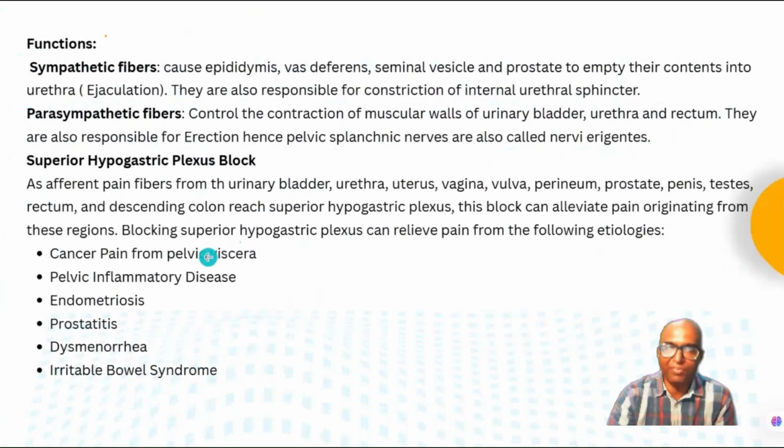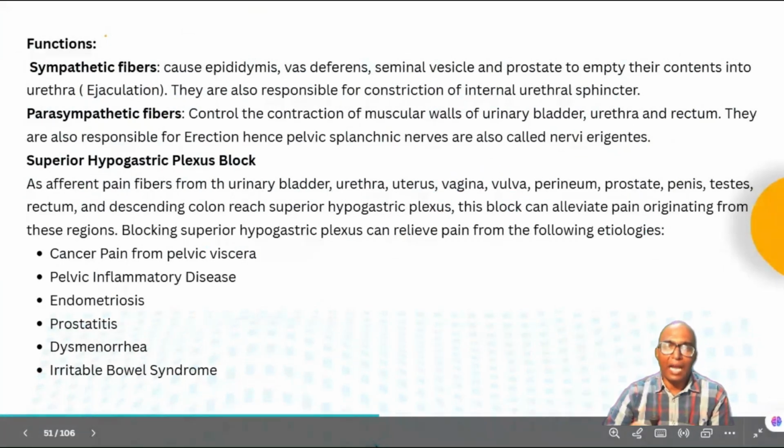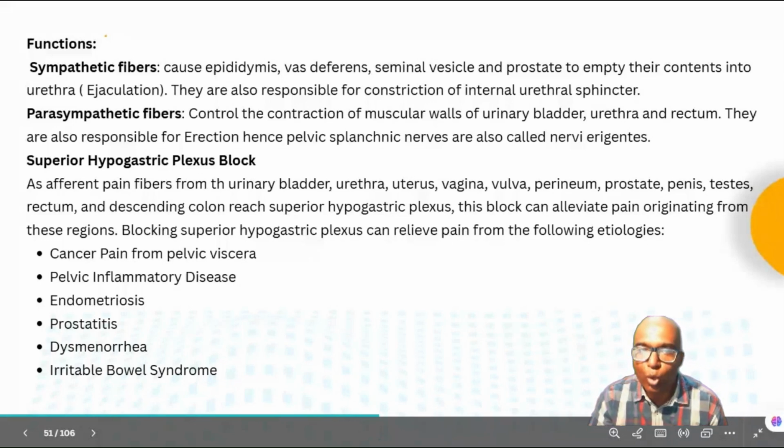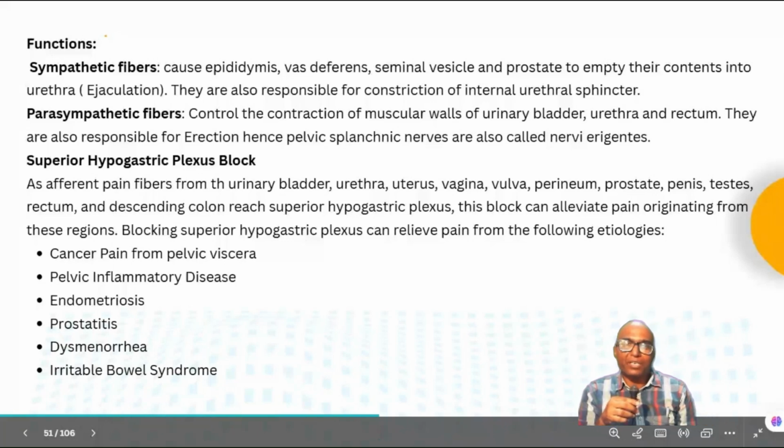This is the clinical significance of the nerve plexus that we have seen. Afferent pain fibers from the urinary bladder, urethra, uterus, vagina, vulva, perineum, prostate, penis, rectum, and descending colon will reach the superior hypogastric plexus. This block can alleviate pain originating from these regions. So blocking the superior hypogastric plexus can relieve pain originating from pelvic viscera, like cancer pain, pelvic inflammatory disease, endometriosis, prostatitis, dysmenorrhea, irritable bowel syndrome. So what we can do is a superior hypogastric plexus block.